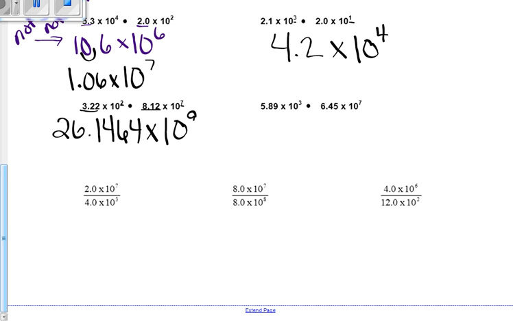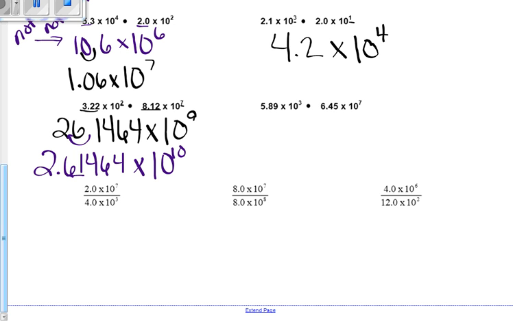Unfortunately, this one is not written in scientific notation. So again, we've got to move the decimal point over once. So our new number is 2.6464. And again, you could round this number to maybe the tenths or the hundredths, but I'm going to keep it here. And since we moved left, I'm going to add an extra place onto my exponent.